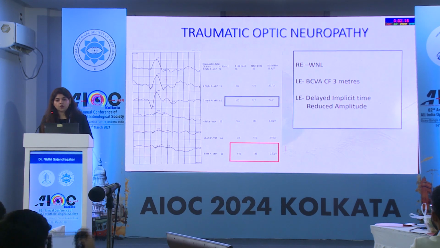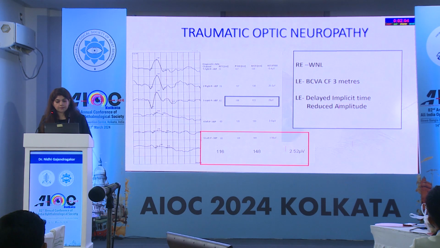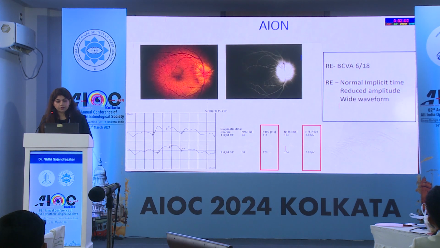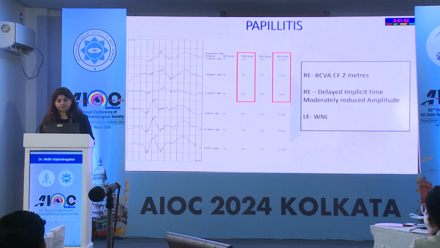In cases of traumatic optic neuropathy, here you would see that the right eye is normal and the left eye has the neuropathy, and there is a delayed implicit time as well as reduced amplitude versus the right eye. In cases of AION, here again the implicit time might be normal, but the amplitude is reduced and the waveform would appear a little wider. Papillitis, again delayed implicit time and moderately reduced amplitude in the right eye versus the left eye.